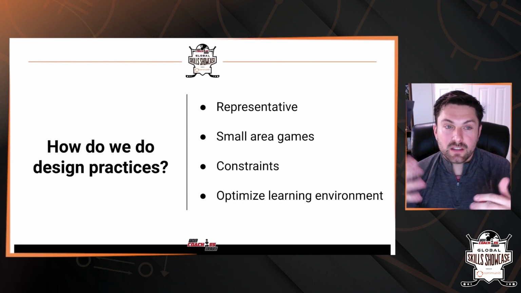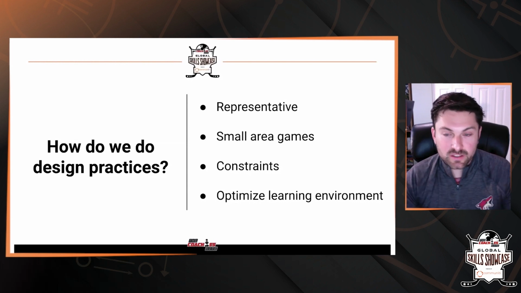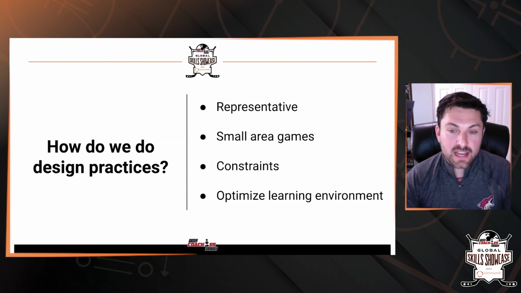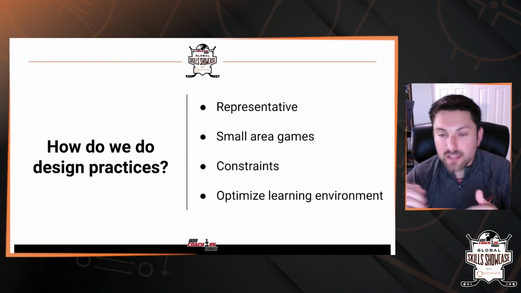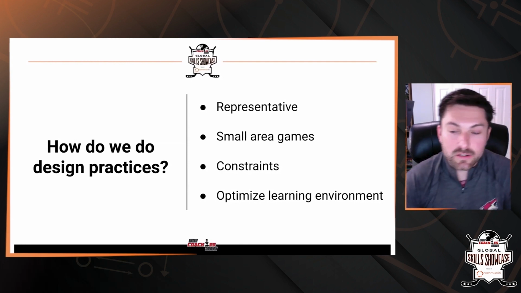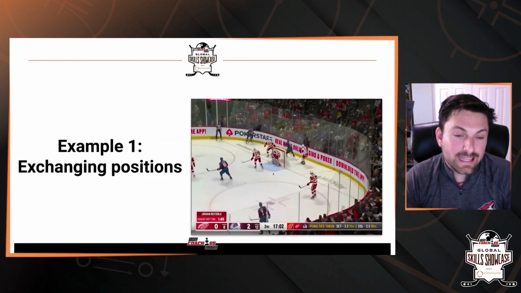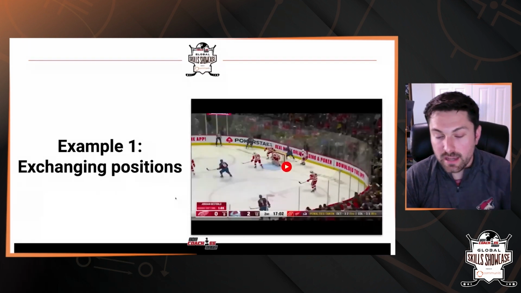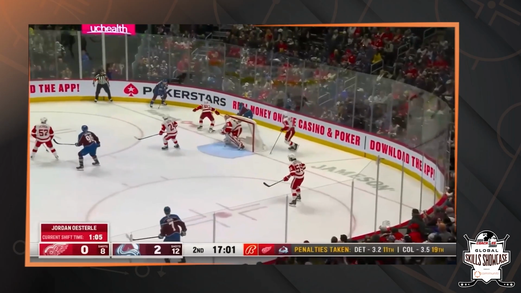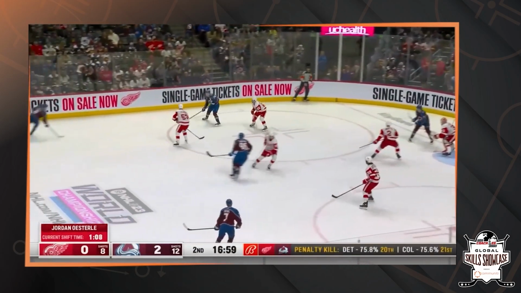Now, if players are too successful and every single time they go in and play this game, they're having success, obviously that game is too easy and that's not going to stretch them and they're not going to improve their skills. So let's look at how we can do this. Okay, so if we want to build a game around exchanging positions, and this is our example, how can we do this?